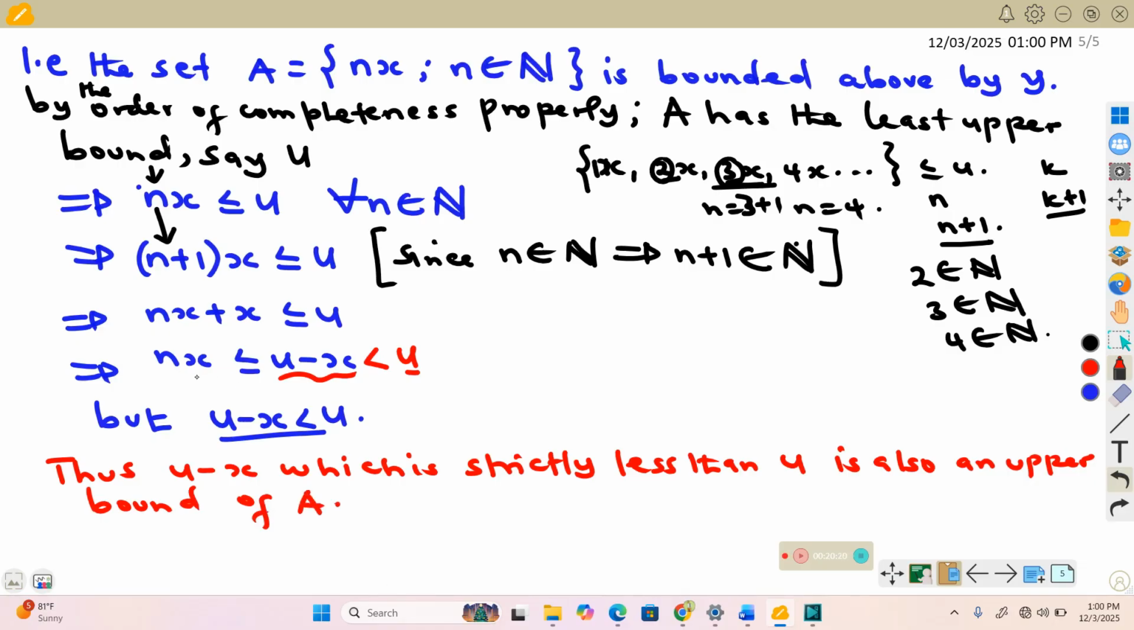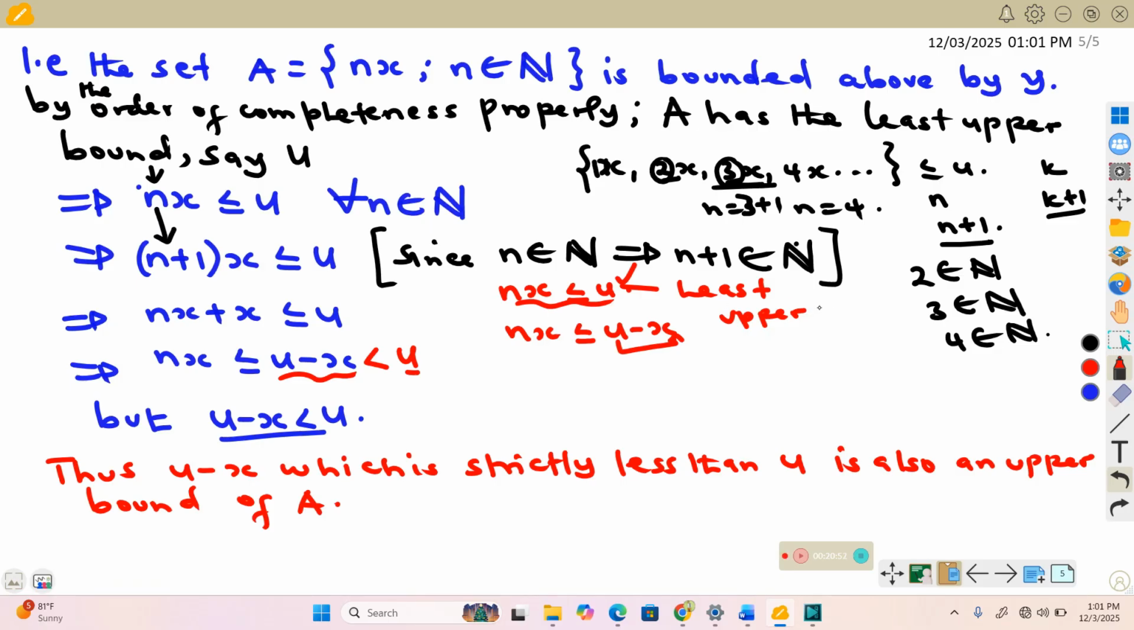You are saying that nx is again bounded above by u minus x. Remember, nx before was bounded above by u, and now you are saying nx is bounded above by u minus x. So if nx is bounded above by u, and u minus x is also an upper bound, is it possible? Remember that u is the least upper bound.